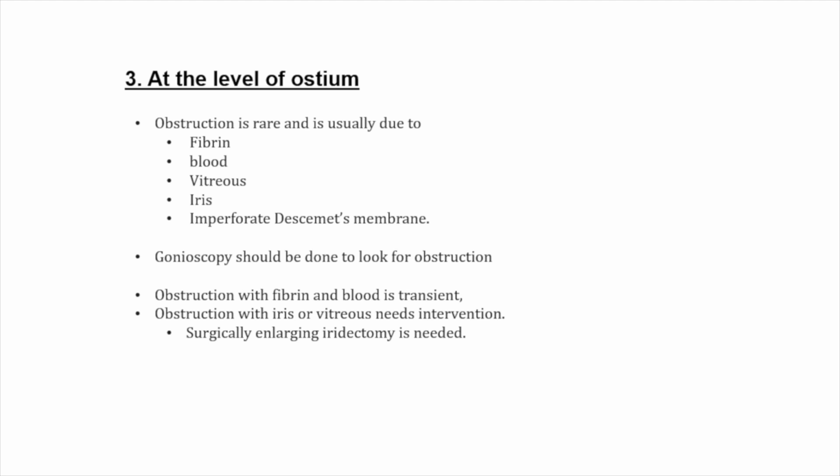There can be obstruction at the level of the ostium also. This is rare, but may be due to fibrin, blood, vitreous, or iris. So that's why gonioscopy should be done to look for any obstruction. Obstruction with fibrin and blood is transient, while obstruction with the iris or vitreous strands needs intervention, and usually a surgically enlarging iridectomy is needed in these cases.